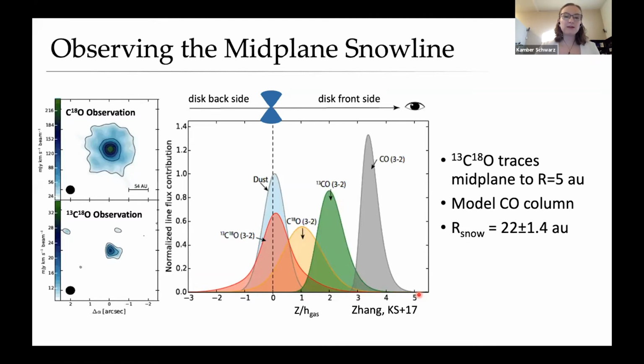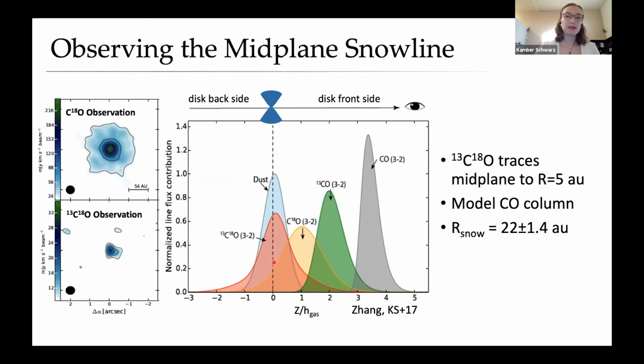This is work that was led by Coco Zhang, who showed that in the inner disk, the CO emission is coming from roughly 4 scale heights above the midplane. And even the C18O emission primarily comes from 1 scale height above the midplane. However, the 13C18O emission is primarily coming from the midplane region.